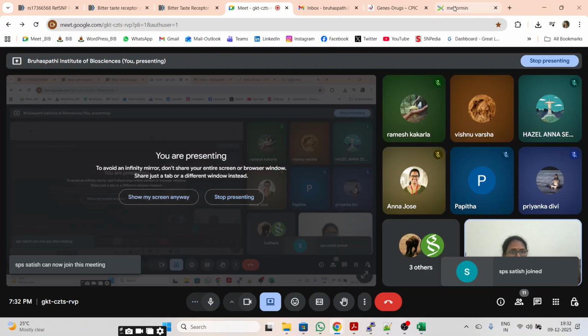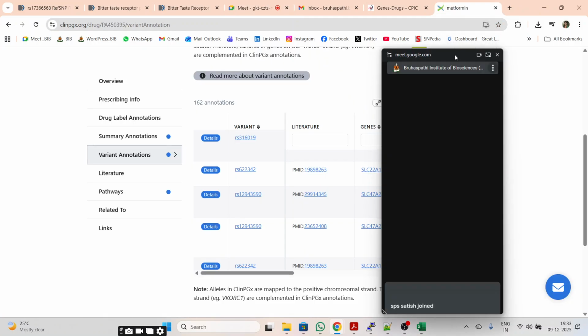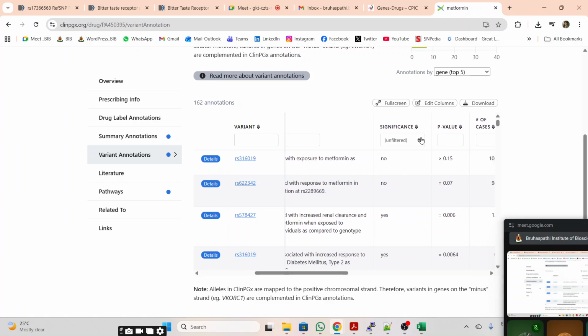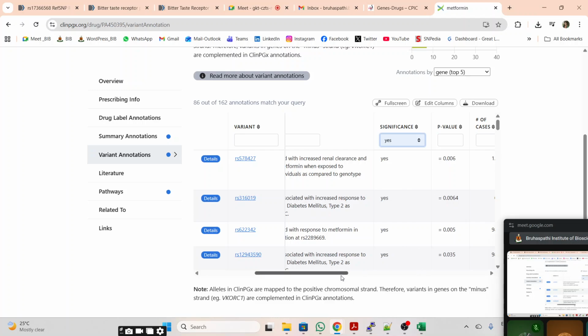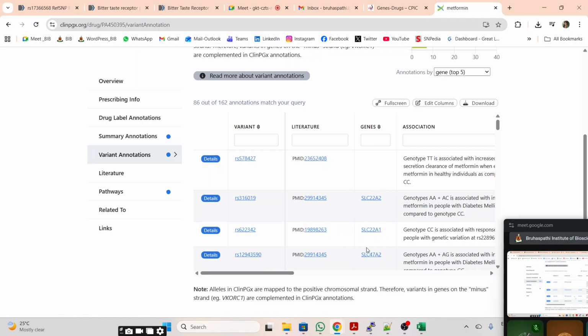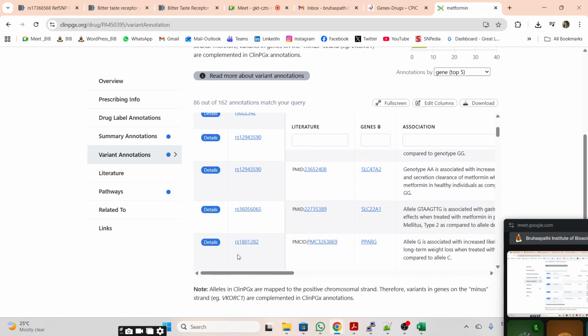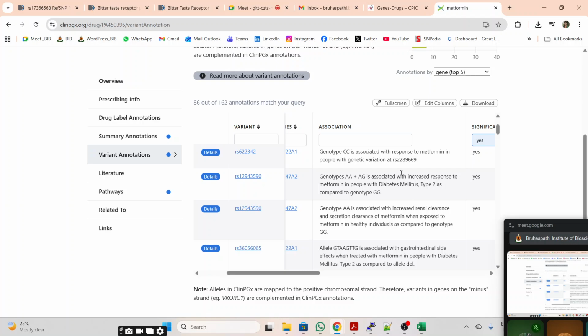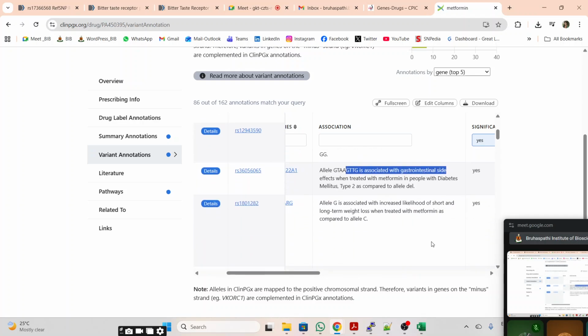Now, if you see here, according to metformin, we'll just check what are all significant. So there are so many studies which are significant. Metformin, we know it's used for diabetes. So these are all the genes. These are all the mutations which are associated. Increased response to metformin. People who have this mutation have an increased response. These people who have these mutations are associated with gastrointestinal side effects.